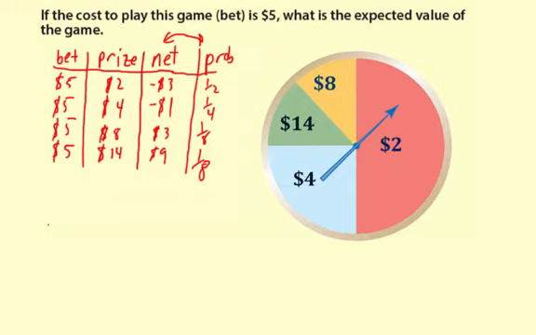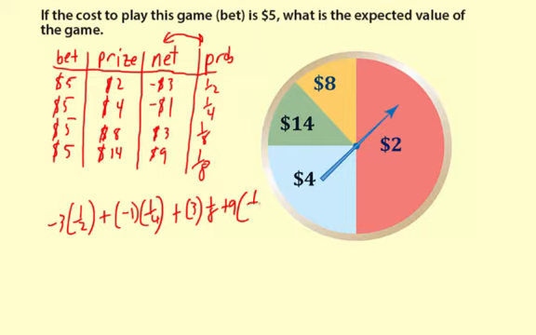So you're going to do negative 3 times 1/2, and then it's going to be plus negative 1 times 1/4, and then plus 3 times 1/8 plus 9 times 1/8. So notice here I put the negative 1 in parentheses, and I could do the same here. That just means you're going to multiply and then add after.